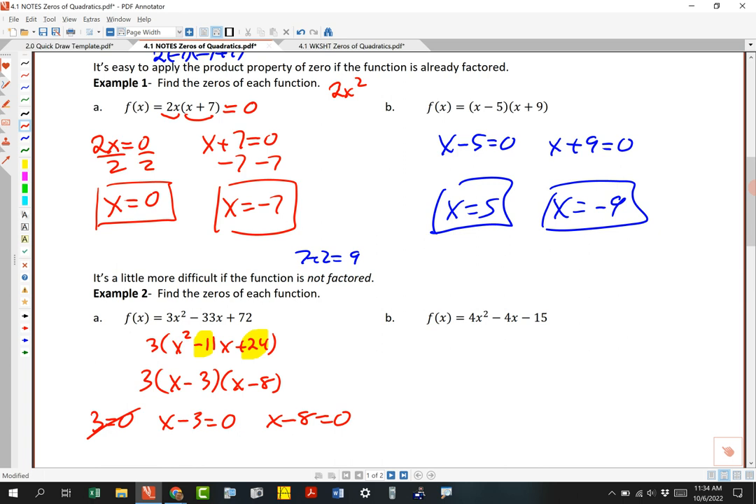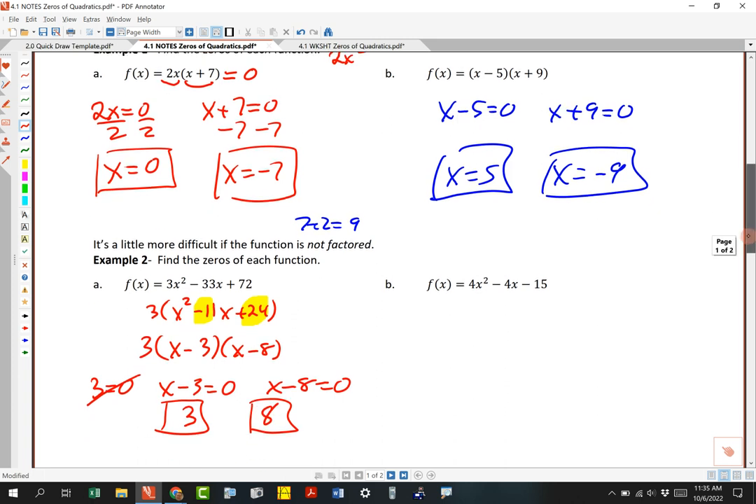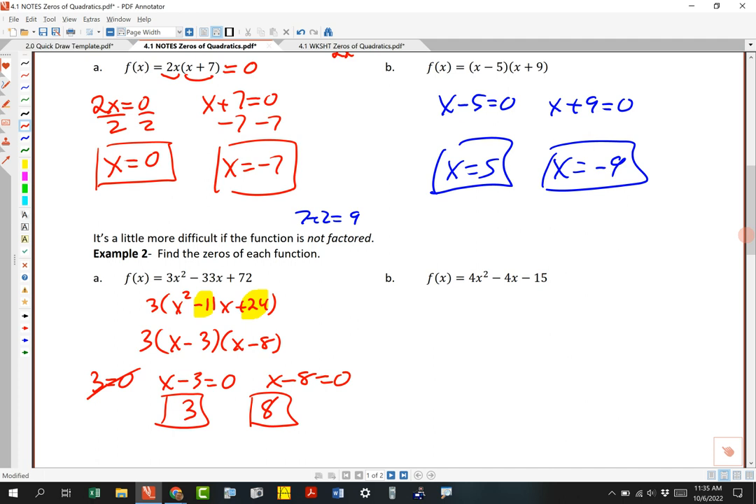Gavin? There's no variable. Yeah, there's no variable. If there's not a variable, there's no way that's going to be the part that makes it a 0. That's a constant. This one right here, we get a 3. The other one, we get an 8. So we get x equals 3 and x equals 8. Now, if I just write 3 and 8, is that okay? Probably ought to write something like x equals 3 and 8, or write the zeros are 3 and 8. You probably just wouldn't want to write down 3 and 8.